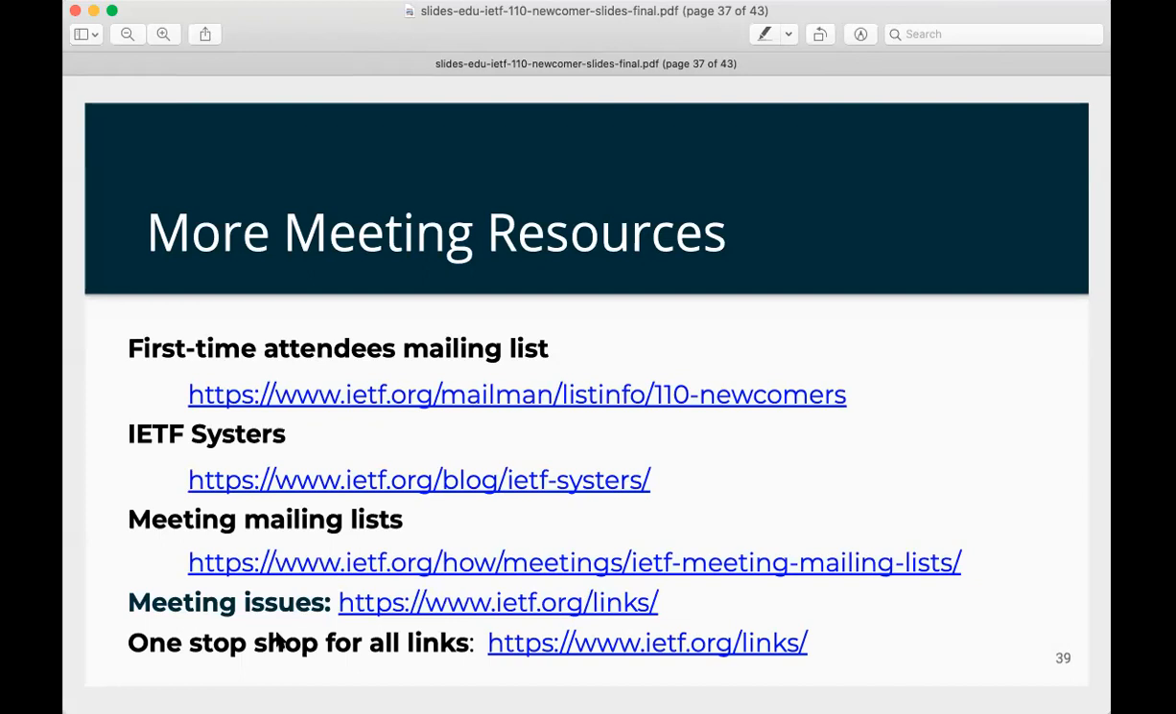There are a number of mailing lists referenced here. I just realized that I cut and pasted the wrong link. There is a meeting issues link, and I put the regular links. So as you will see, the last two links are the same. There's actually a separate meeting issues link, and I will update this on the slides, and you will be able to get the correct link in the slides that will be posted online.